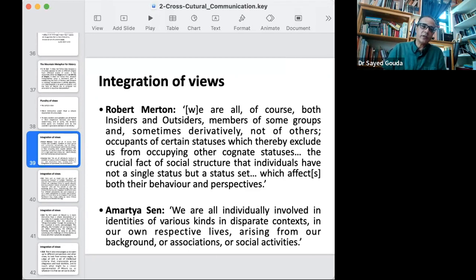It's always subjective. And why is it subjective? Because we have different identities. We belong to different social groups. We belong to this group, not that group. And it's also like circles, one circle containing another circle, and so on. Amartya Sen said, we are all individually involved in identities of various kinds in disparate contexts in our own respective lives.